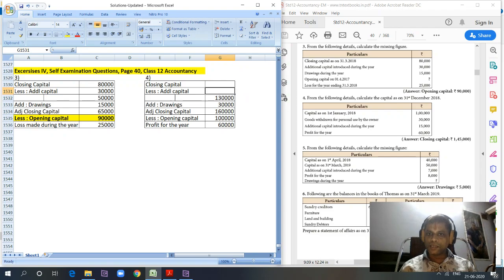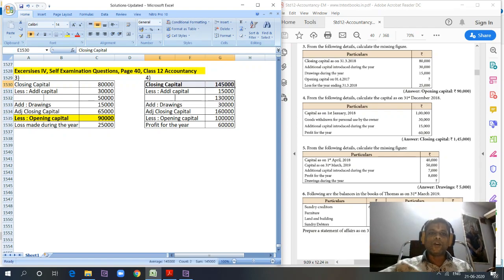Then we have additional capital introduced during the year 15,000. So closing capital is equal to capital plus additional capital introduced during the year. So closing capital is equal to 1,45,000.